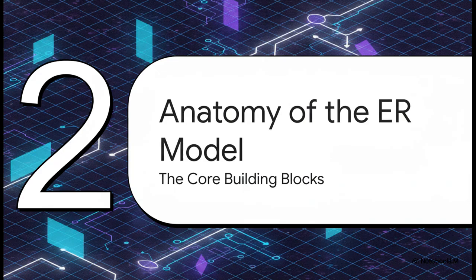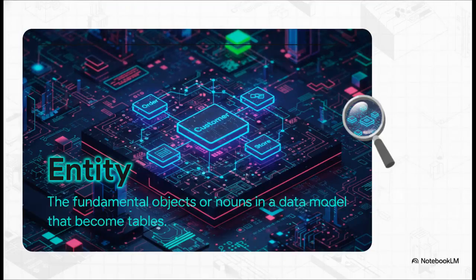Moving on to Section 2, Anatomy of the ER model, the core building blocks. First up, the entity. Now, instead of just viewing these as the basic nouns of the business, I want you to think of entities as your primary business domains: a customer, an order, a product. In physical relational systems, these dictate your core table structures, and they literally form the backbone of your transactional integrity. These are absolutely the primary domains you have to govern.